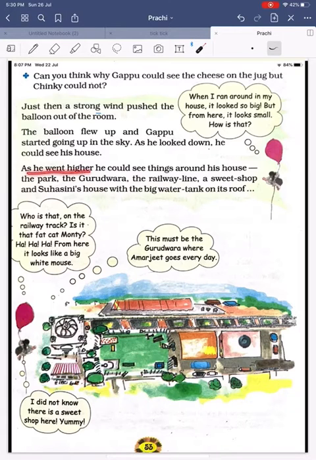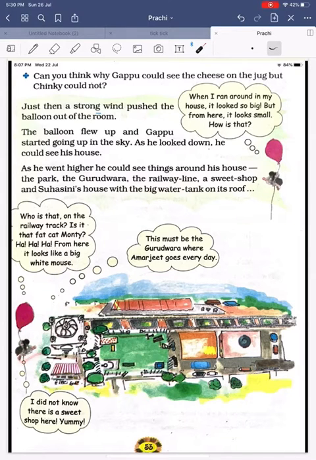As he went higher, he could see things around his house. The park, this is the park. The Gurdwara, this is Gurdwara. The railway line, this is railway line. A sweet shop, this is sweet shop. And Suhasini's house with big water tank on its roof. This is Suhasini's house and this is Gappu's house. Suhasini's house has big water tank.